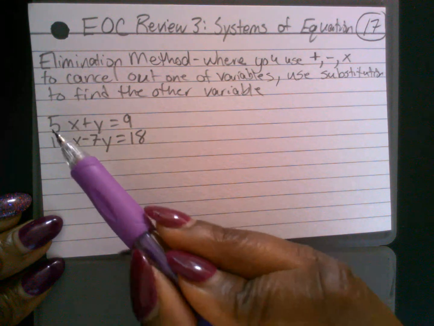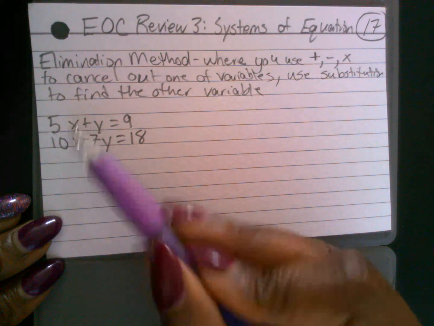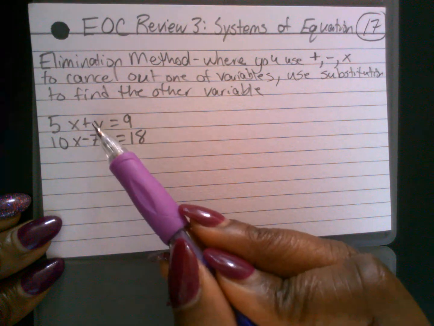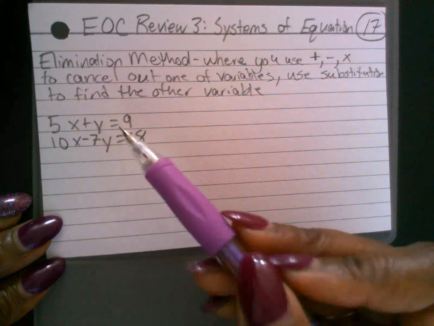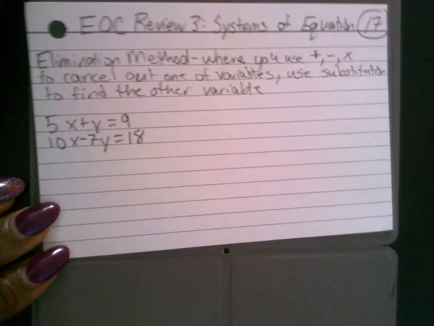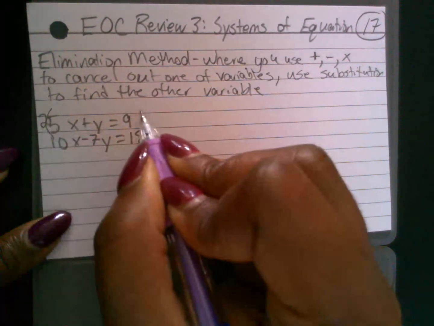The least common multiple for these is 10. So I can multiply this by 2 to make this 10. And then they're the same. Here, I can multiply this by 7, and then these two will be the same. I would rather multiply by 2 than 7 because 2 is a smaller number. So I'm going to multiply everything by 2.